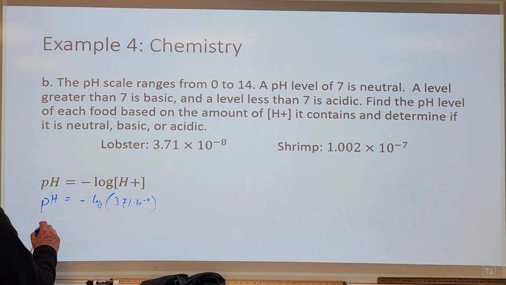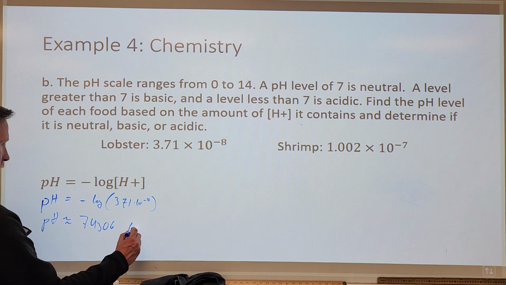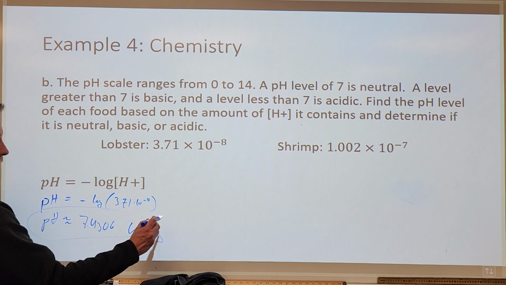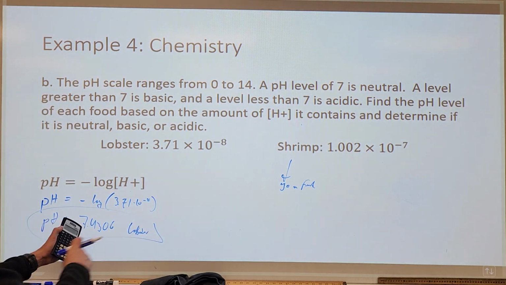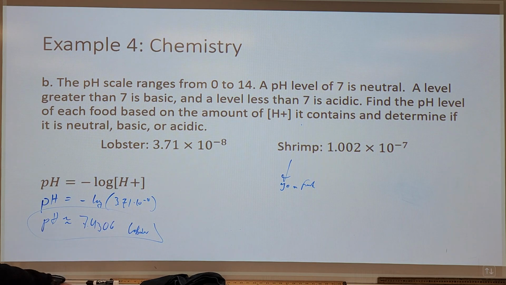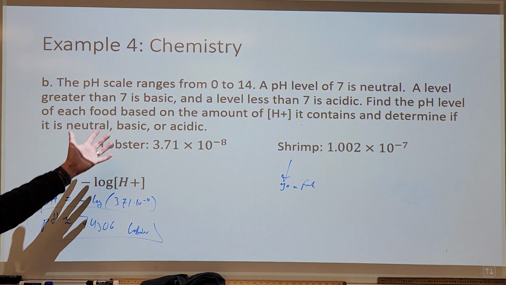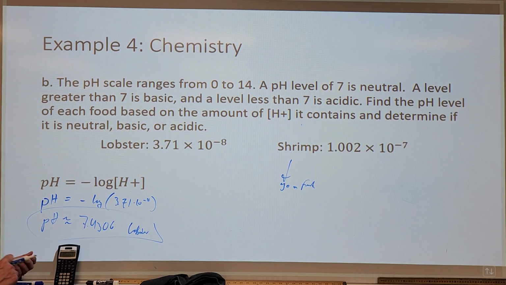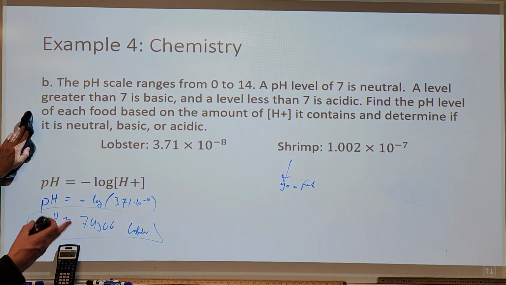Okay? So the pH is about 7.4306 for lobster. All right? You find it for shrimp, and then tell me which one is higher. If it's higher, then that means that it is more basic. Which one is lower, that means it's going to be more acidic. But you can kind of say, hey, this is about 7.43, so it's pretty neutral. It's a little more on the basic side of neutral. I don't know if you've ever eaten lobster or shrimp, but it should kind of give you an idea of what that tastes like and how that is dictated by the pH level.